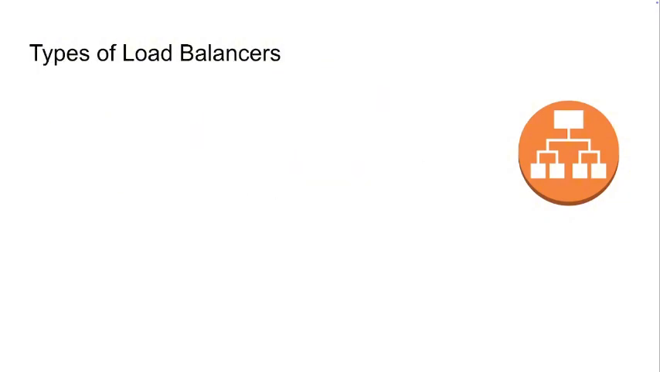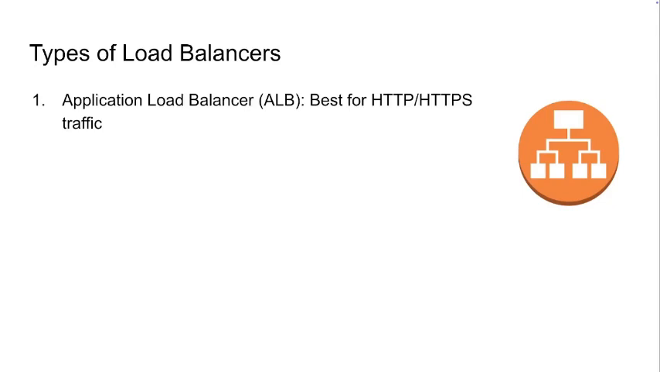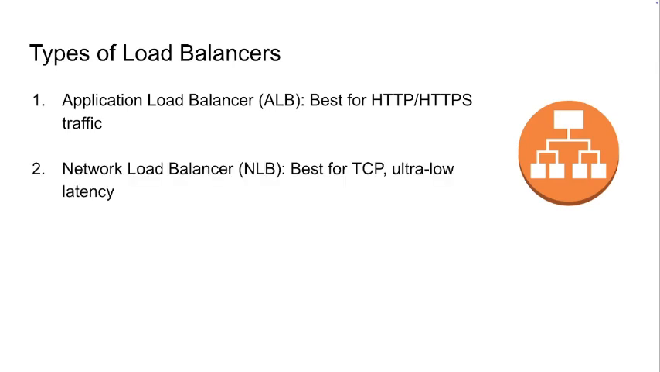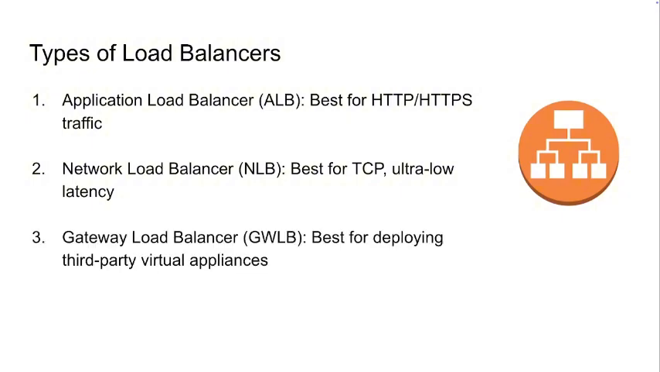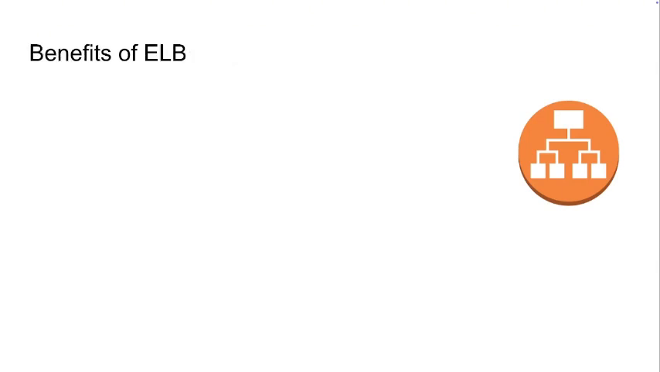So there are types of load balancers. We have the application load balancer, best for HTTP and HTTPS traffic. This is what we usually use when we visit resources using the HTTP protocol, and this is what we'll be covering in our short course. Network load balancer is best for TCP, which is a different type of protocol, and ultra low latency. Gateway load balancer is best for deploying third-party virtual appliances. I think this also handles things around Internet of Things.